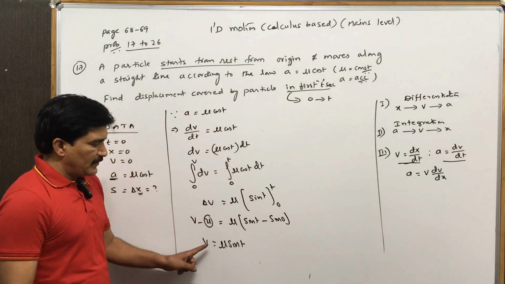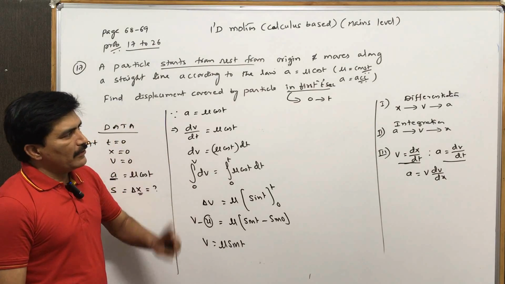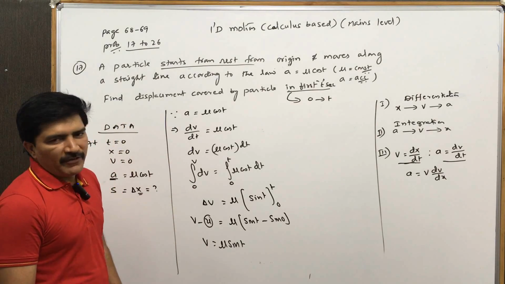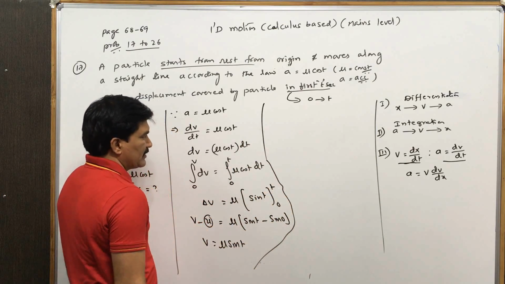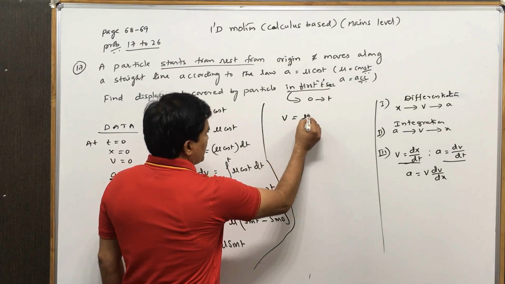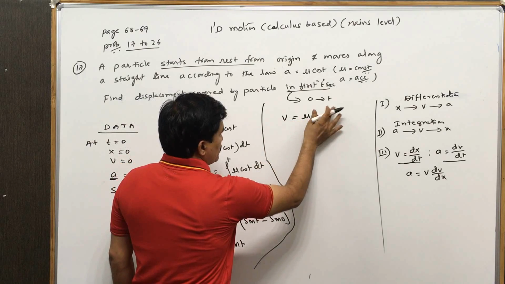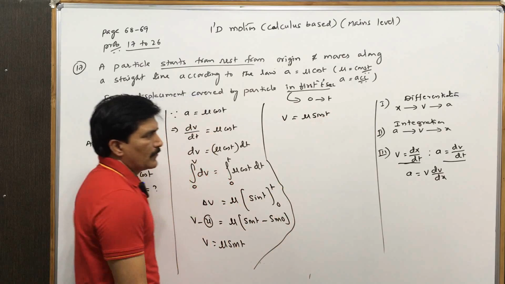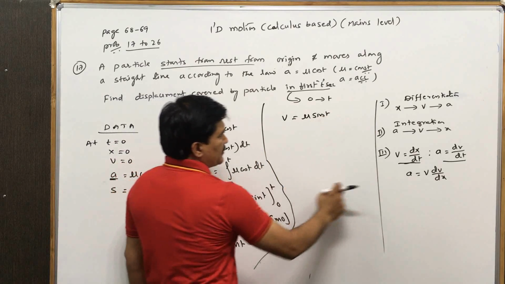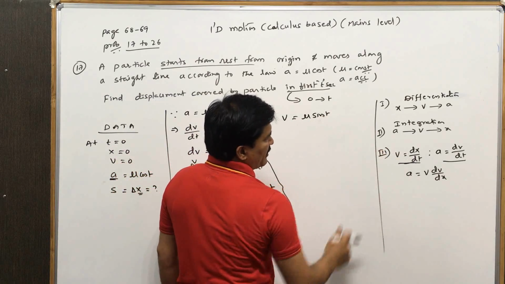Now, I got the expression for v. Now, I have to think how to calculate x from v. Means I have to write v in terms of x. How to write v in terms of x? We know that v is mu sin t. Now, I have to write v in terms of x, and the possible equation is this.